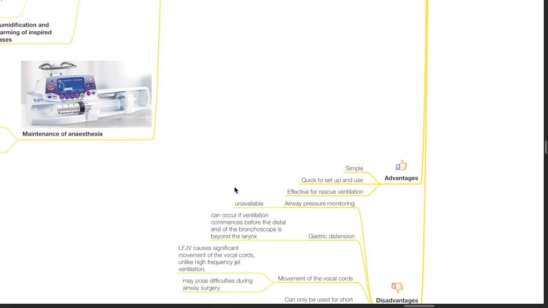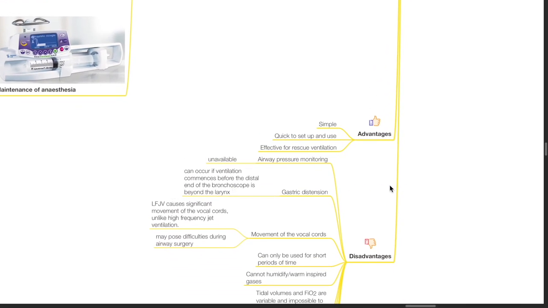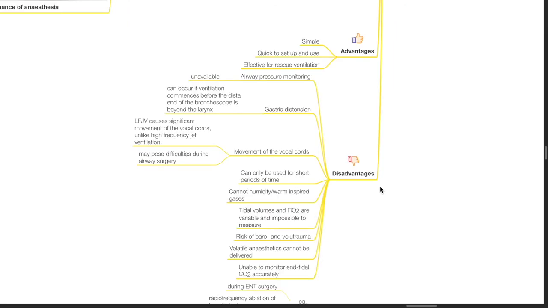Advantages of low-frequency jet ventilation include simplicity, it is quick to set up and use, and it is effective for rescue ventilation. Disadvantages include unavailability of airway pressure monitoring. Gastric distension can occur if ventilation commences before the distal end of the bronchoscope is beyond the larynx. Movement of the vocal cords can be caused by low-frequency jet ventilation, which does not occur during high-frequency jet ventilation. The movement of vocal cords can pose difficulties during airway surgery.